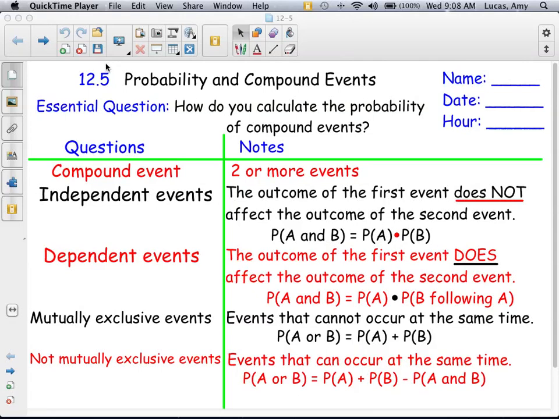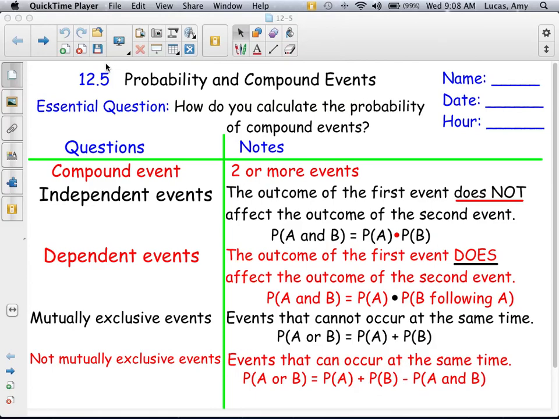Compound events. Our essential question is, how do you calculate the probability of compound events? We have 5 new vocab words. The first one is compound event. A compound event just means 2 or more events occurring.